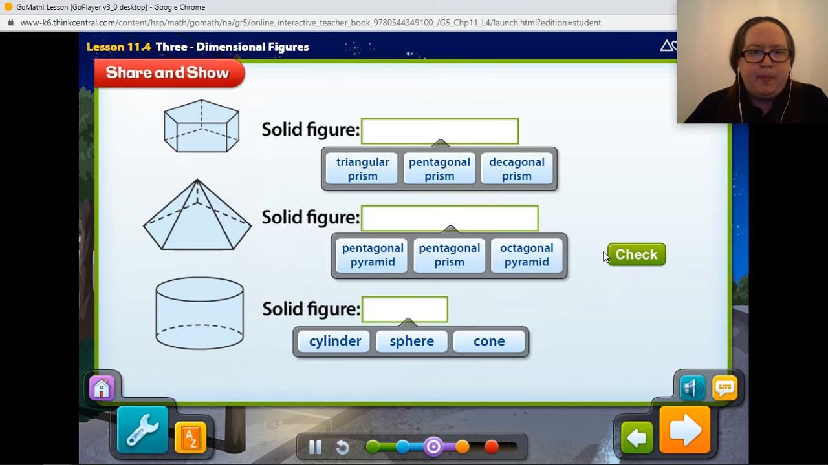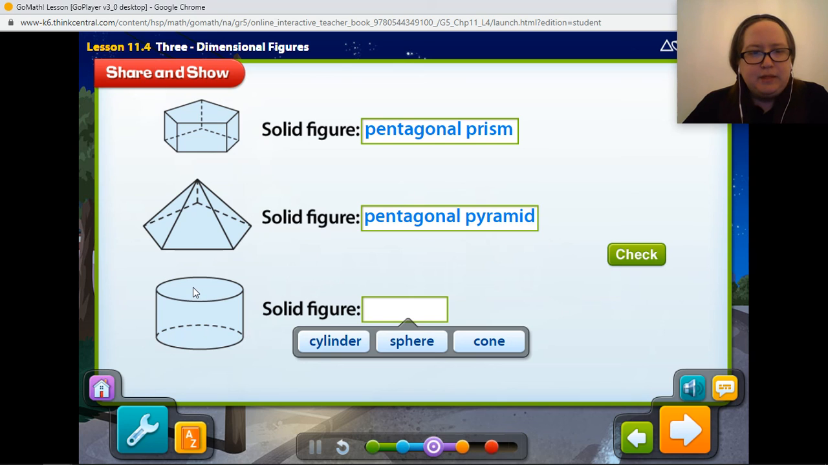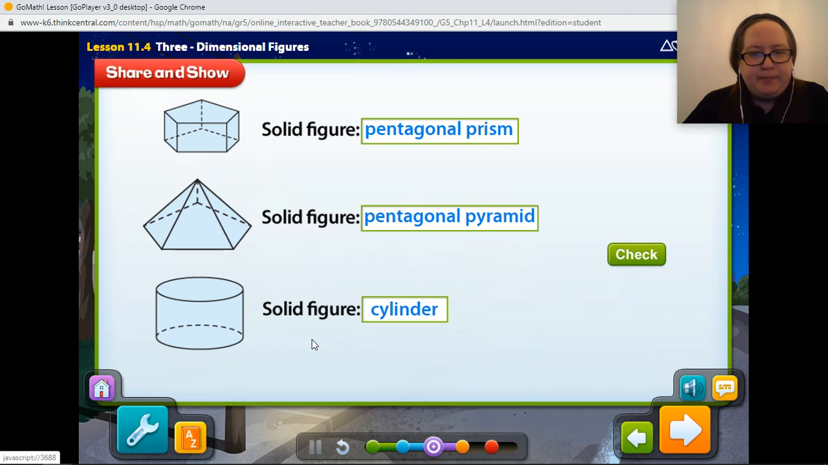Now, classify each of these solid figures. Well, the base is a pentagon, and the lateral faces are all rectangles. That makes it a pentagonal prism. The base is a pentagon, and the sides are triangles, which makes it a pentagonal pyramid. The bases are circles, and the side has no bases, so it is a cylinder.